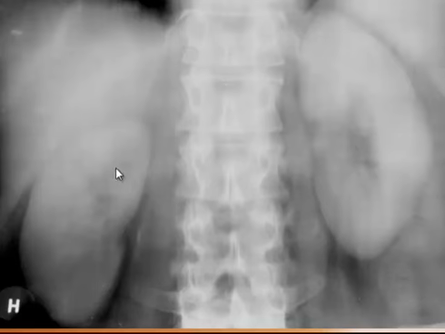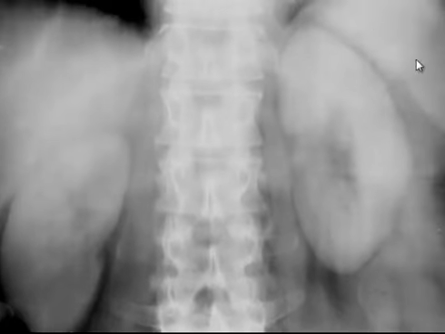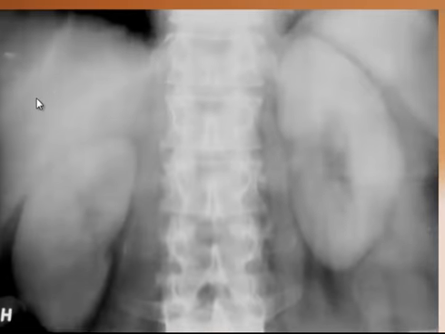By the way, the reason that the right one is usually inferior relative to the left, of course, has to do with the presence of the liver over here on the right side. So this is the liver. This is the liver here. The spleen is over here. Okay, spleen on the left side, liver on the right side.